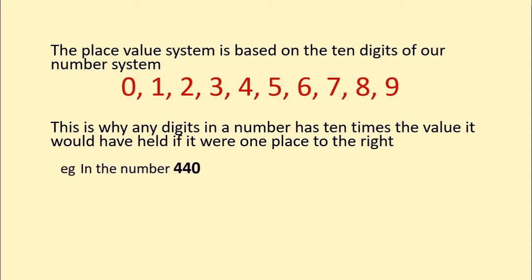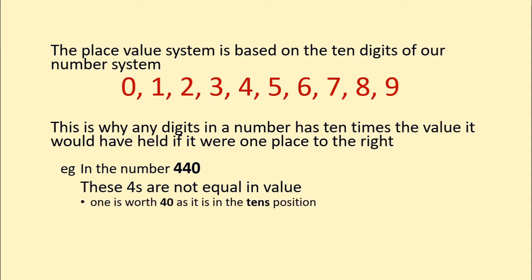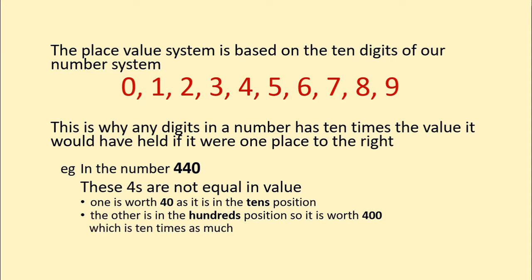So for example, in the number 440, there are two 4s in this number, but they do not have the same value because they are in different place values. One of the 4s is worth 40 because it's a 4 in the tens position, while the other 4 is in the hundreds position, so it's worth 400. 400 is 10 times 40. So every time we move up a place value, we need to multiply the digit in that value by 10.